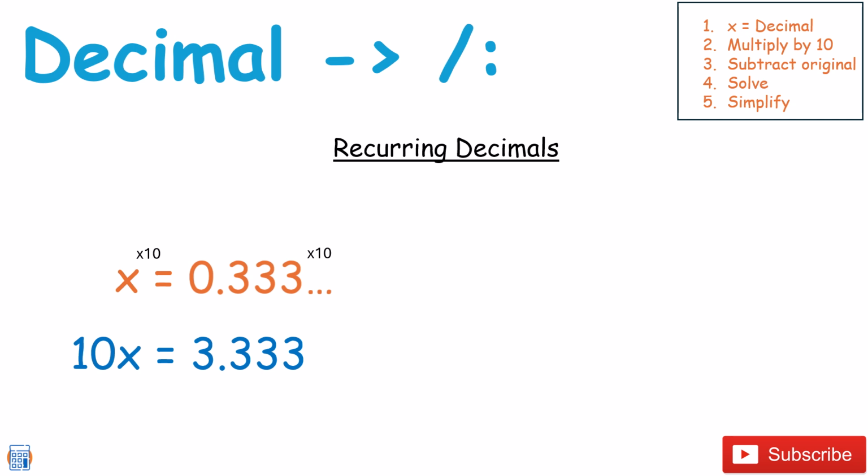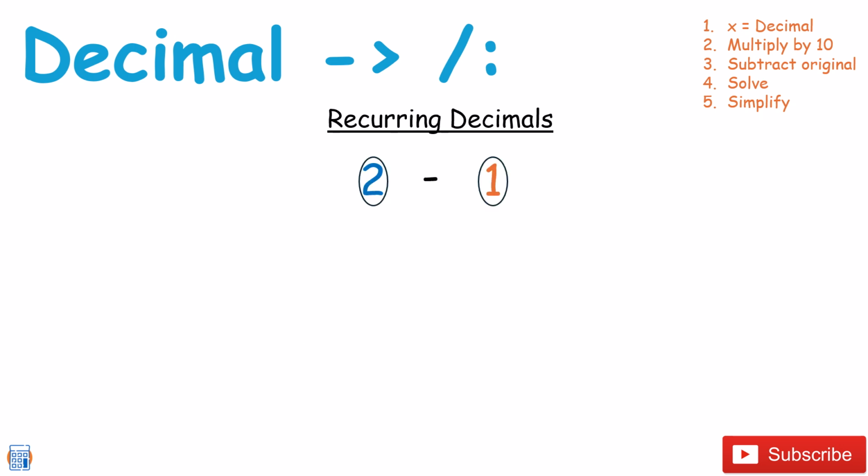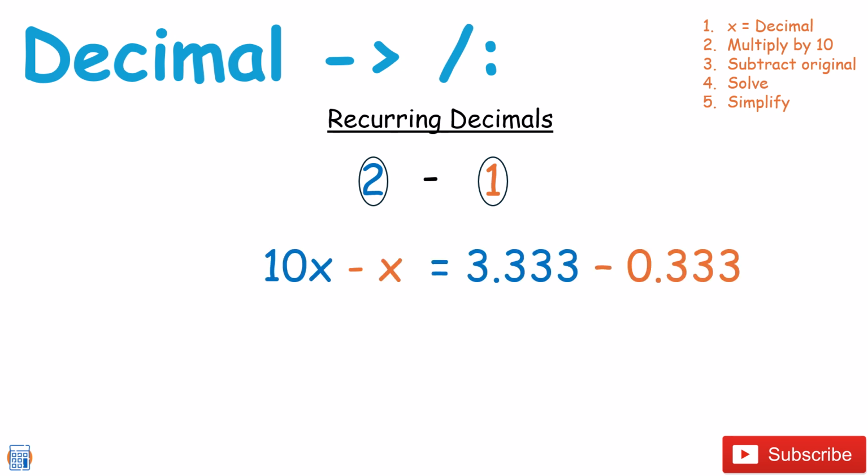Look at the next one. It says subtract original. So I'm going to name this top one equation 1, and this bottom one equation 2. You can see the color coded, one's orange, two's blue. I'm going to subtract 2 away from 1, and you'll be left with 10x take away x, 3.333 take away 0.333. If we start with this left side, 10x take away x gives you 9x, and then 3.333 take away 0.333 leaves you with 3.